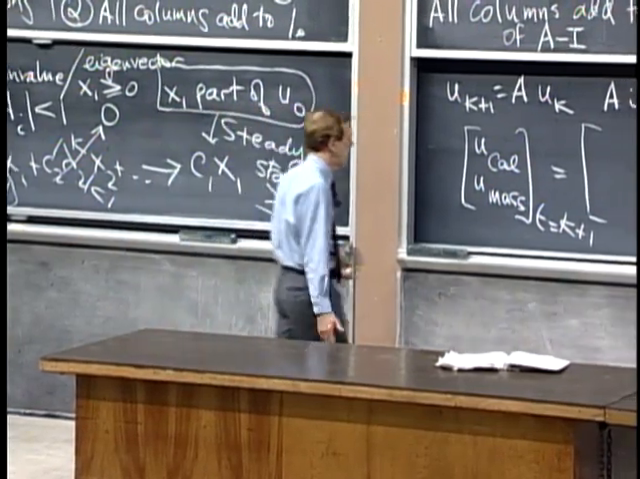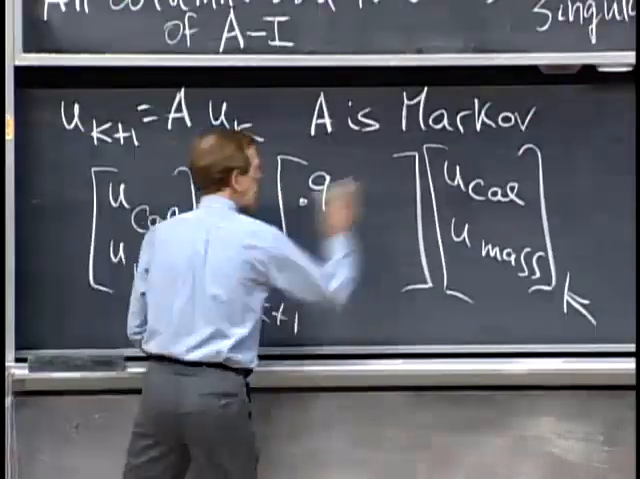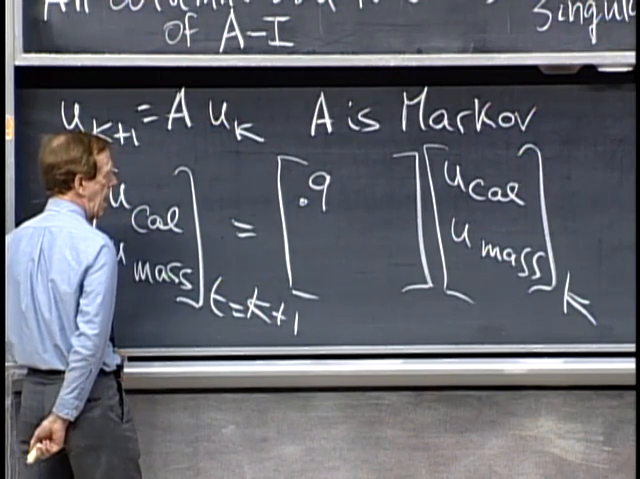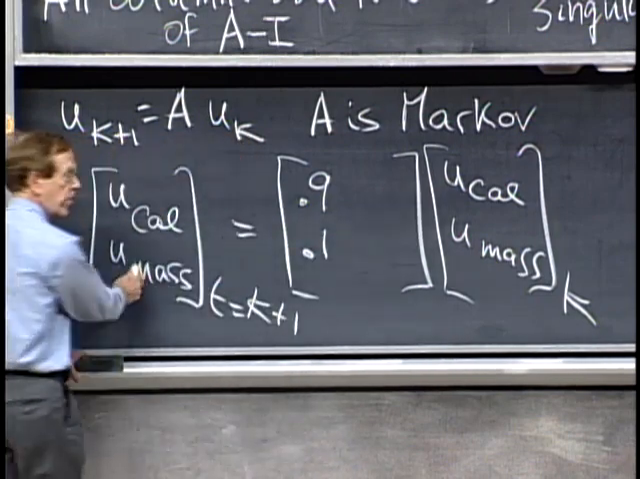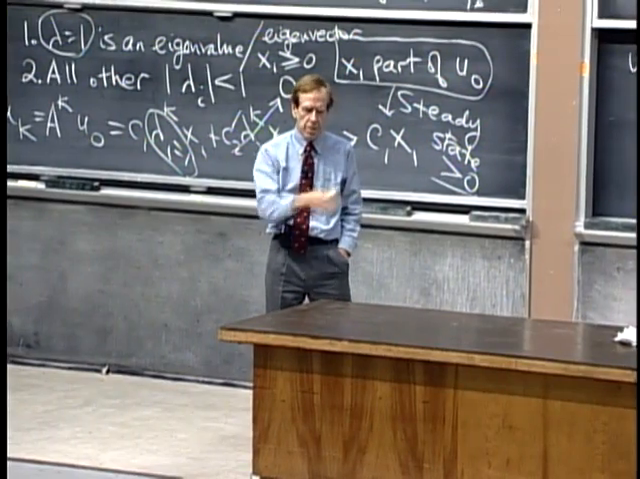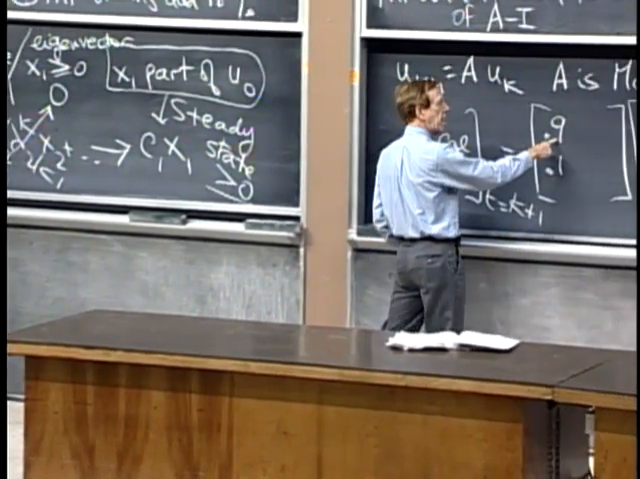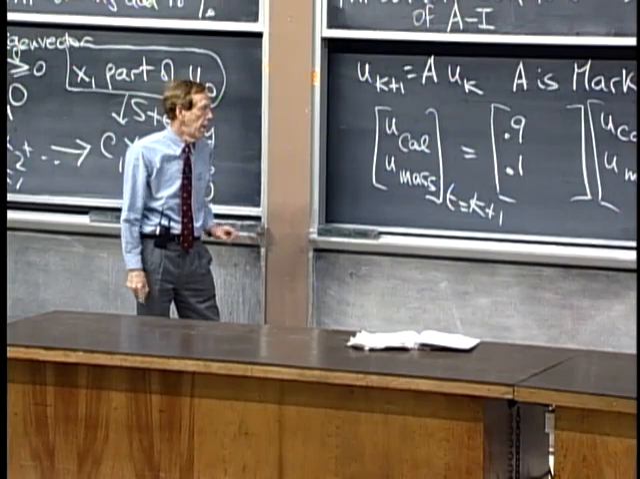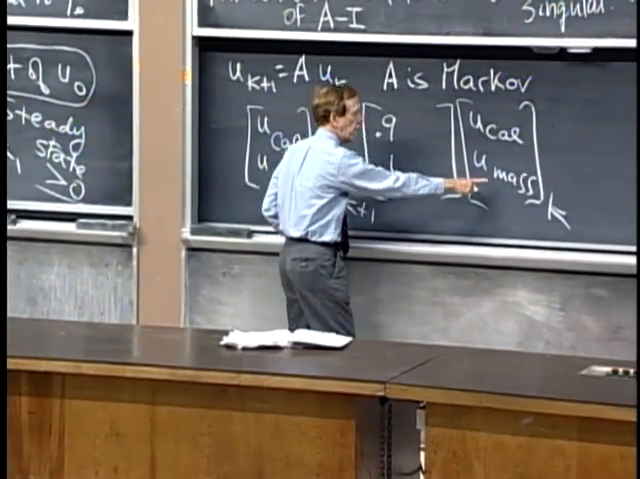Okay, so what's a reasonable, say, 0.9 of the people in California at time k stay there. And 0.1 of the people in California move to Massachusetts. Notice why that column added to 1. Because we've now accounted for all the people in California at time k. 9/10 of them are still in California, 1/10 are here at time k plus 1.